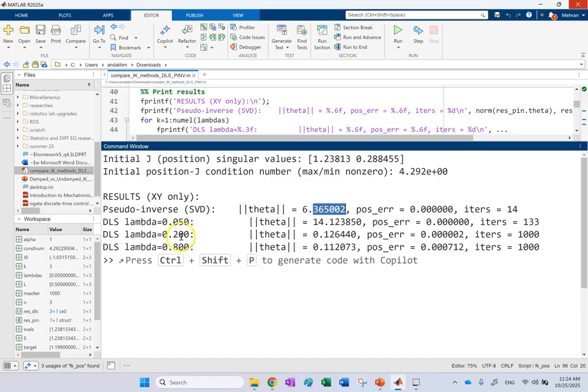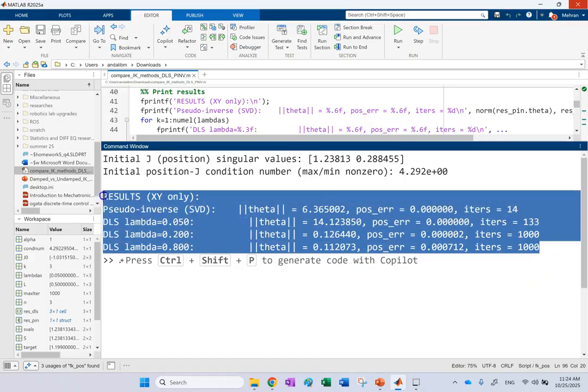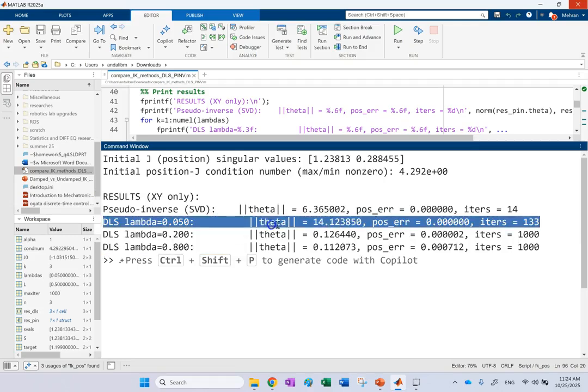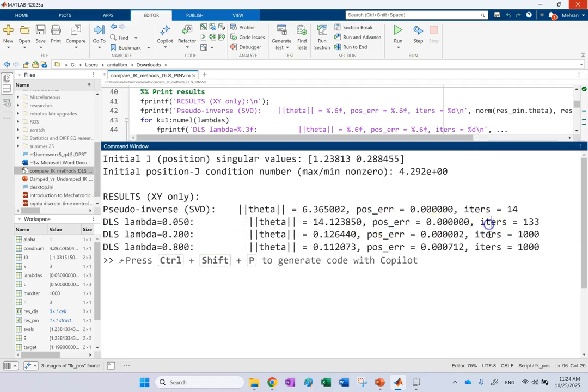And these two with lambda of 0.2 and 0.8 could not even converge within 1,000 iterations. So they become much, much slower. Okay, so here you can clearly see the effect of lambda on the final theta, on the final pose error, and how many iterations it might need to converge, and compare it with pseudo-inverse.